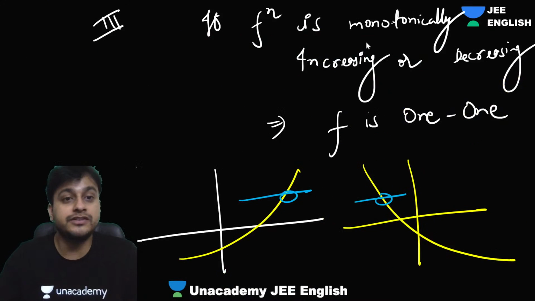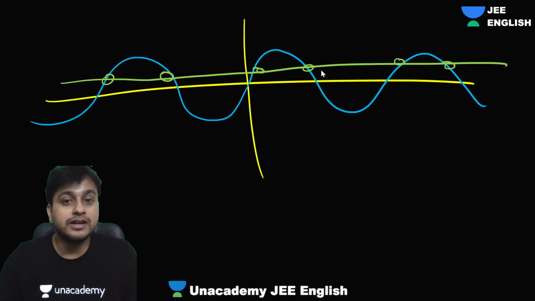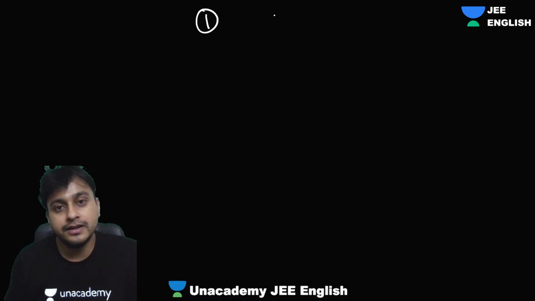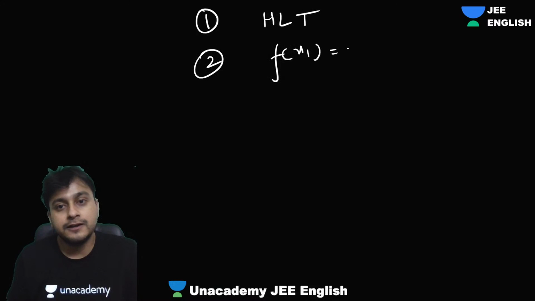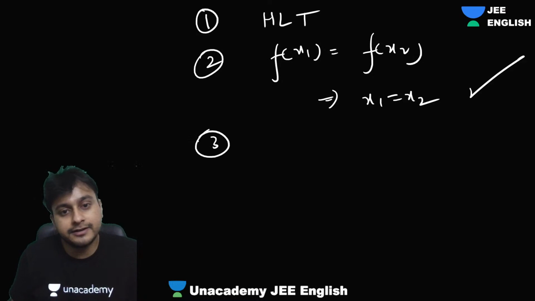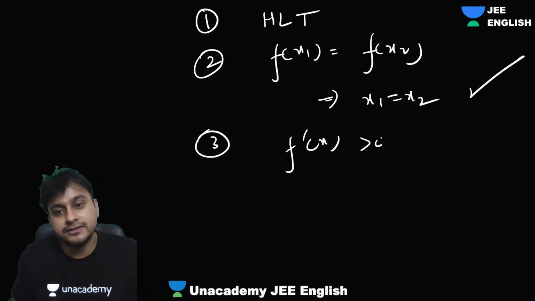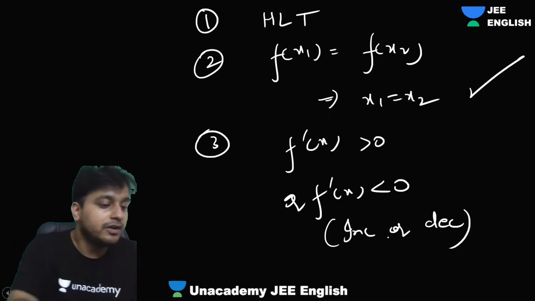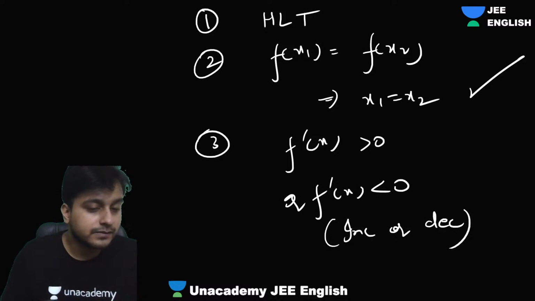I hope you guys understood the three methods. Let me revise it quickly. First method is the horizontal line test. Second method is f of x1 equal to f of x2 implies x1 should be equal to x2. If this is not coming, that's why it is many one. And third, f dash of x should be greater than 0 or f dash of x should be less than 0 for all x. That means it should be increasing or decreasing. That's the major thing about one-one and many-one. Clear? I hope everyone understood these three methods. Very, very easy.